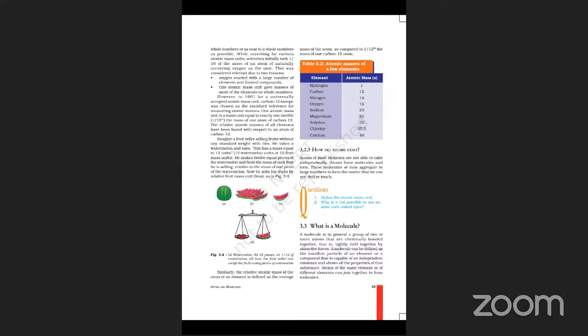Suppose I'm taking an example of H2SO4. Now it consists of a group of atoms: two atoms of hydrogen, one atom of sulfur, and four atoms of oxygen. So you can say it's a group. A molecule is a group of two or more atoms.